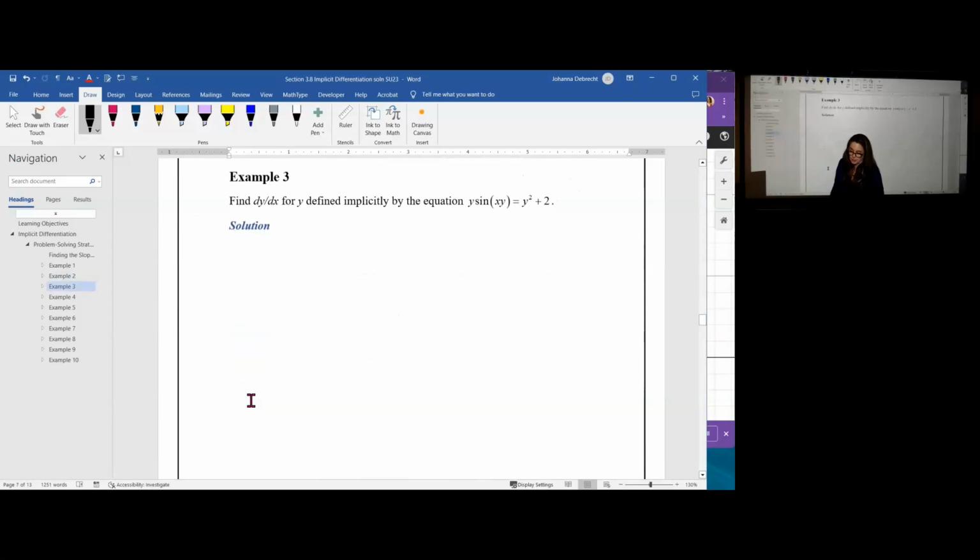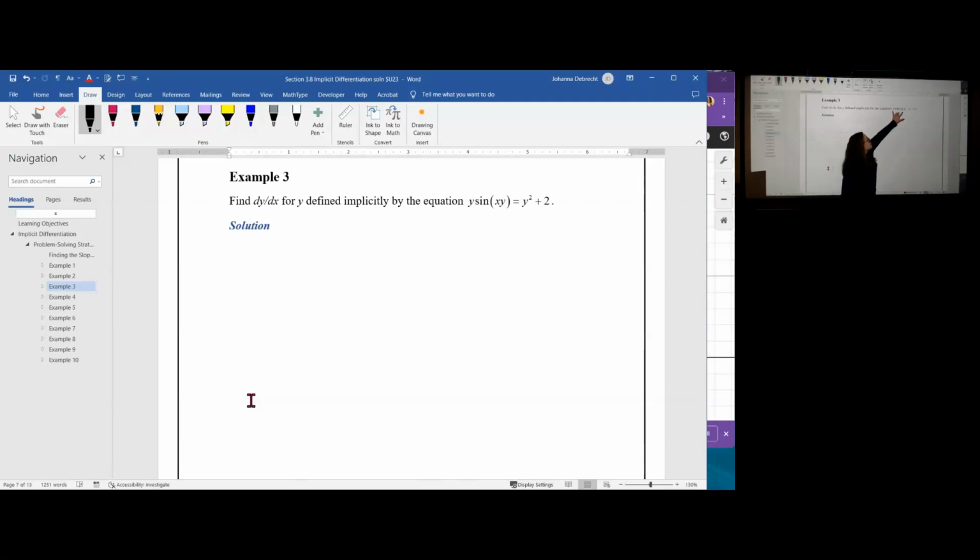Let's look at example 3. In example 3, we see that we have y outside of the trig function in 2 places and y inside the trig function. This will make it impossible to isolate y on one side of the equation. Implicit differentiation is the only way we can go.